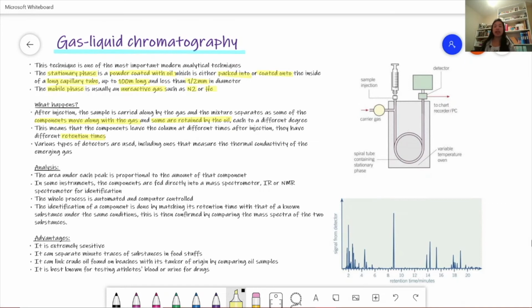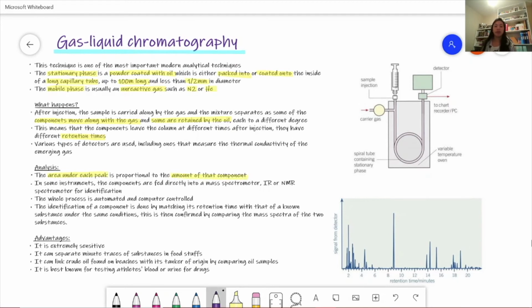And various types of detectors are used, including ones that measure the thermal conductivity of the emerging gas. So how we analyze it is that we get a graph that looks like the one on the right. So we have the signal from a detector, and then retention time on the x-axis. And so the area under each peak is proportional to the amount of that component.